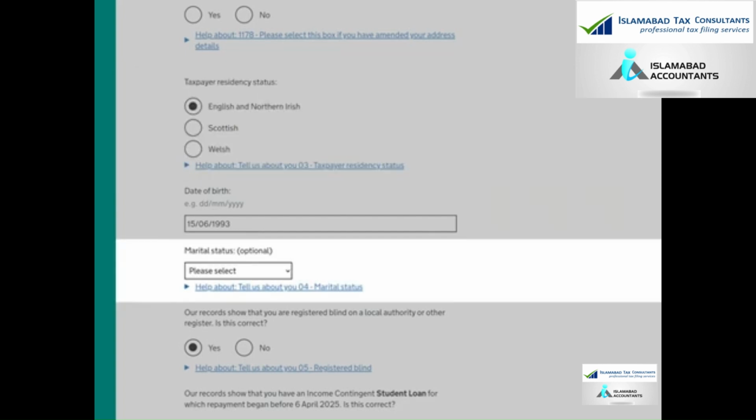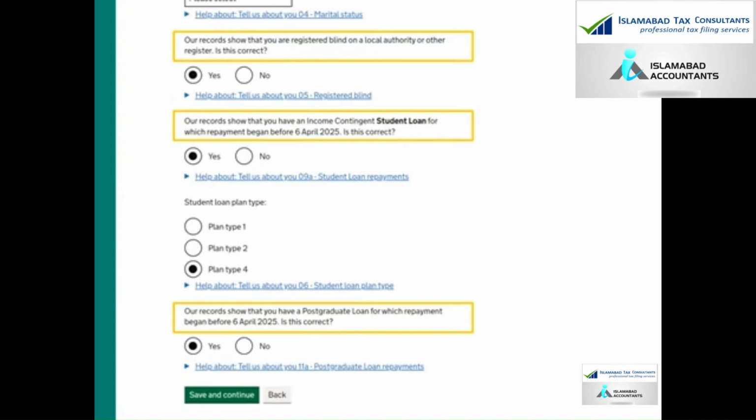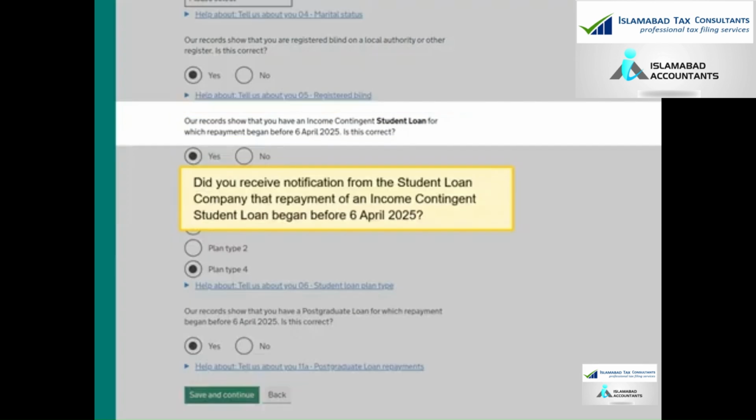Questions with optional at the side only need to be completed if they apply to you. At the bottom of the page, we ask you about blind person's allowance, student loan and postgraduate loan repayments. The wording of these three questions may be slightly different from that shown on screen if HMRC do not yet have the details. For example, this question may be, did you receive notification from the student loan company that repayment of an income contingent student loan began before the 6th of April 2025?